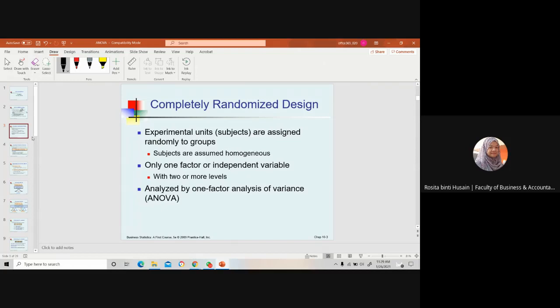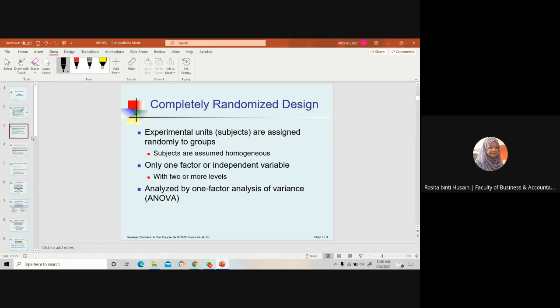Kalau first group tu student, second group, third group, and so on mesti student. Bukannya first group you ambil student, the second group you ambil lecturer, third group you ambil management staff tak boleh, or clerk tak boleh. Dia mesti sama, homogeneous. Only one factor or independent variable with two or more level.